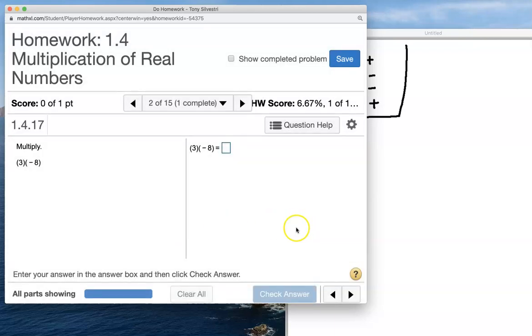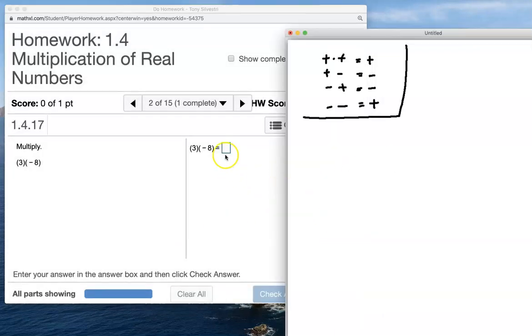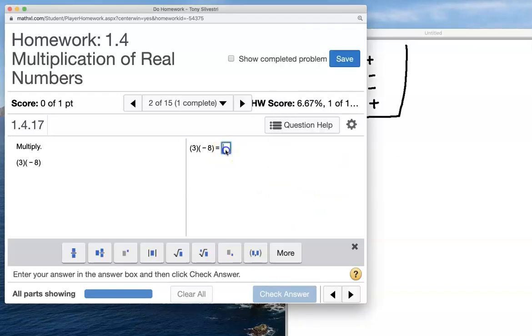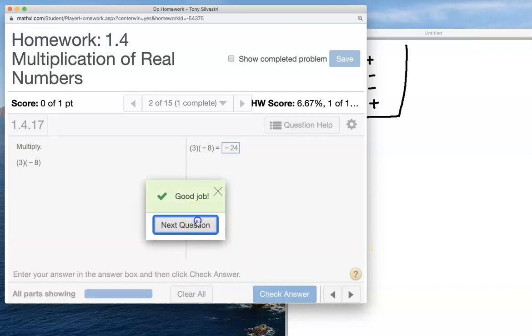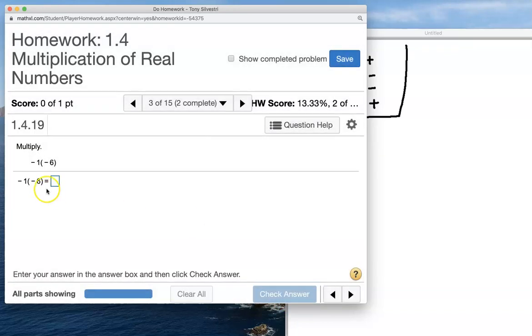And let's do it. Let me ask you this question. Is the answer going to be positive or negative? Well, I have a positive number and a negative number. Different signs mean you have to have a negative, and then you multiply the absolute values. 3 times 8 is 24. Check your answer. Nice.